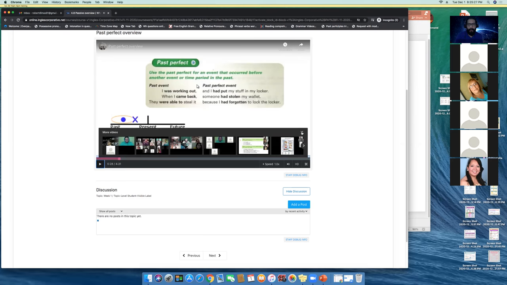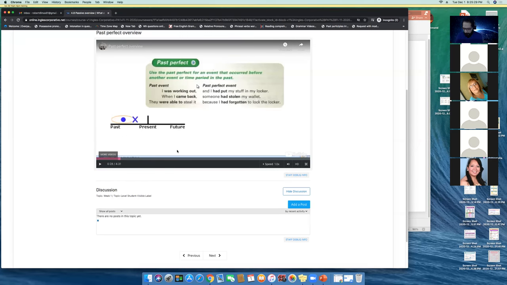Okay, so with this one, it focuses on using past perfect and when to use it. So the idea still remains that you're talking about an event in the past. Entonces, todo esto que está ocurriendo pasó en el pasado. Okay, it happened in the past. And so you were doing something in the past, and then something else happened in the past. And so how do you express that? How do you say that, you know?